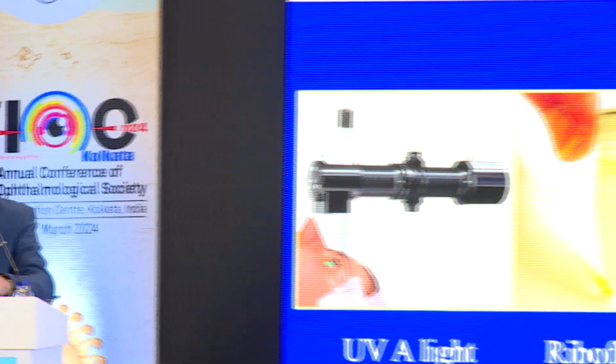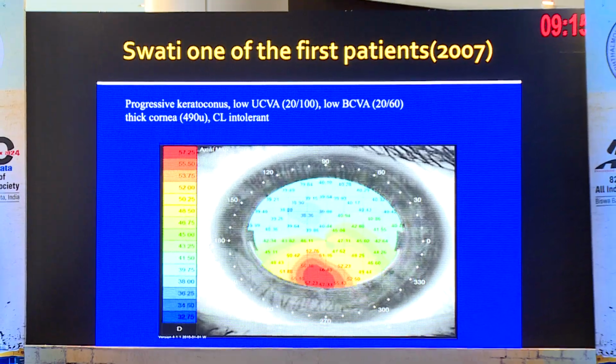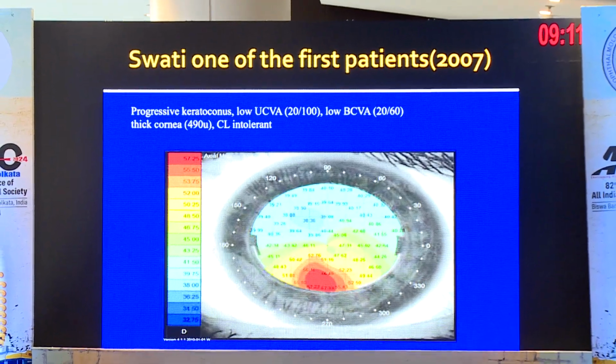I don't have any financial interest. Friends, we all know that collagen cross-linking has been successful in halting keratoconus mechanically, decreasing the cornea's deformability, and halting keratoconus progression. This is proved beyond doubt. Now there are more than 2,000 published papers on keratoconus and cross-linking around the world, and we already know how successful cross-linking is for our patients.